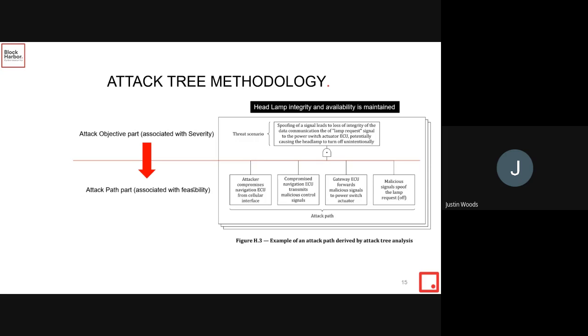So here's a breakdown again of how it works. We have the attack objective, which is going to be the severity. You have a threat scenario and a damage scenario associated with it that has some level of impact and severity. And then down here, you have the actual attack path, and this has to do with the feasibility. So how likely is it actually to occur? And from the impact and feasibility, we're able to determine risk.